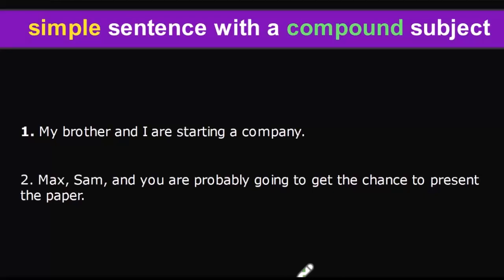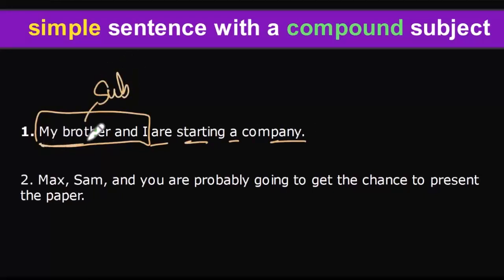So, instead of saying, I am starting a company, or my brother is starting a company, I can say, my brother and I are starting a company. So, this is a simple sentence where my brother and I is the subject of the sentence. These are two different subjects, but notice that these two are doing the same action, which is starting. They are sharing the same action, and that's why it is just one independent clause. My brother and I are starting a company. So this is my compound subject. So you can form a simple sentence with a compound subject in it.